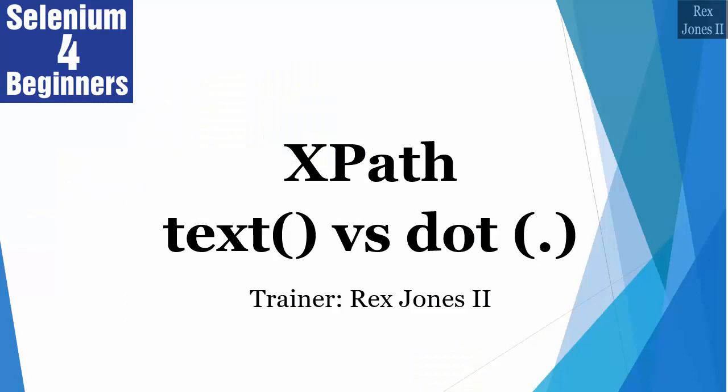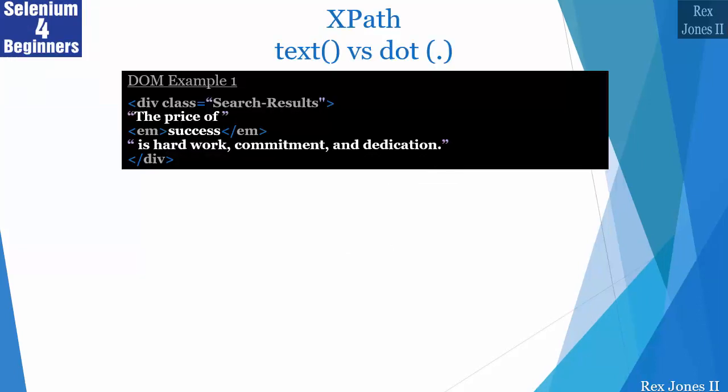Hello and welcome to Selenium for Beginners. This video is a spin-off from the XPath Function video number 44. In that video, we looked at dynamic values. The XPath text function and dot located a value that changed in the DOM. However, I mentioned there is a difference between the text function and dot. We are going to look at the difference between both XPath concepts using this presentation, then demo Google.